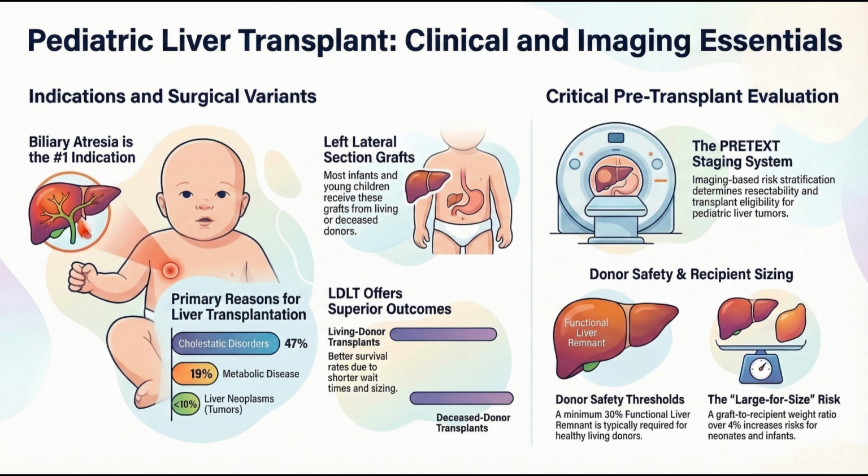Okay, let's unpack this, because that core difference between adult and pediatric patients is exactly where we need to start. When you hear about adult liver transplants in the news, it's mostly for chronic issues, right? We're talking about alcohol-related liver disease or metabolic dysfunction-associated steatotic liver disease. Correct. It's usually the result of years, sometimes decades of accumulated damage. Right. But in kids, it's an entirely different landscape.